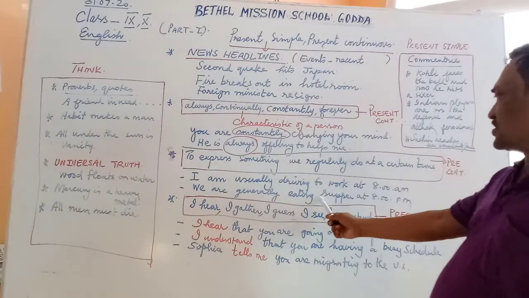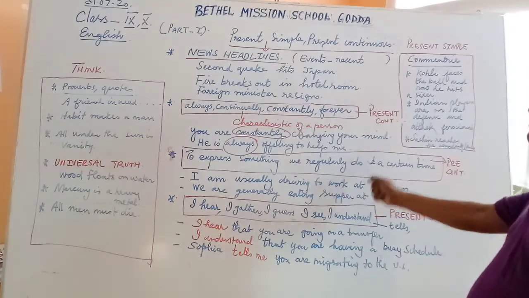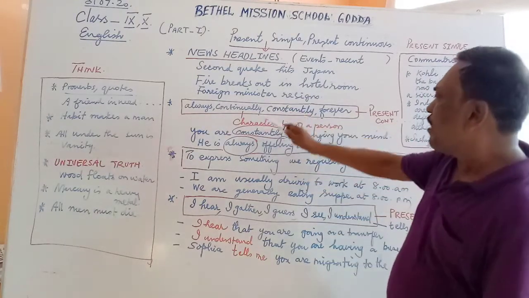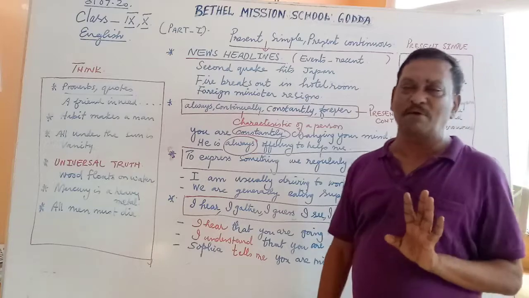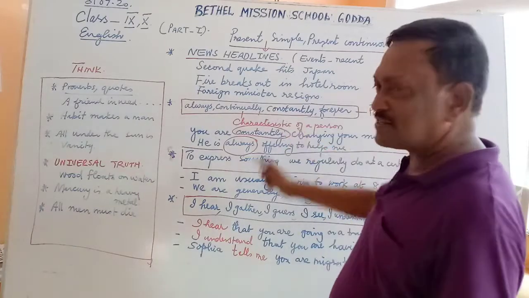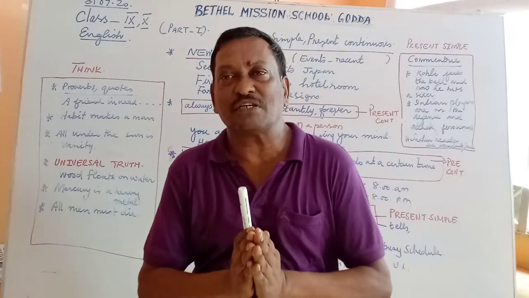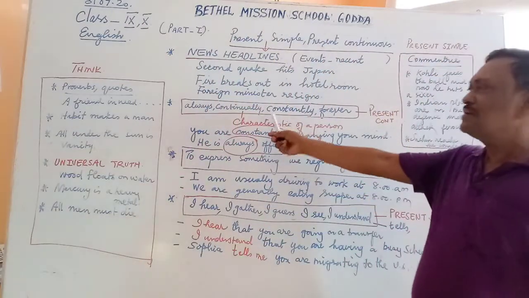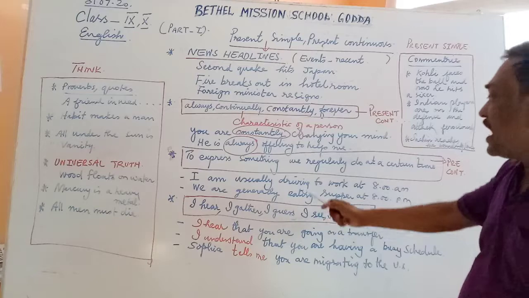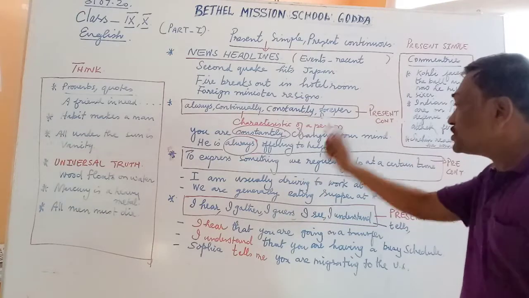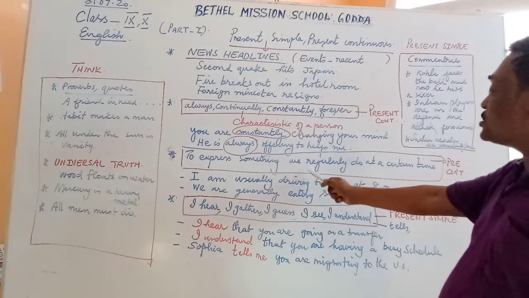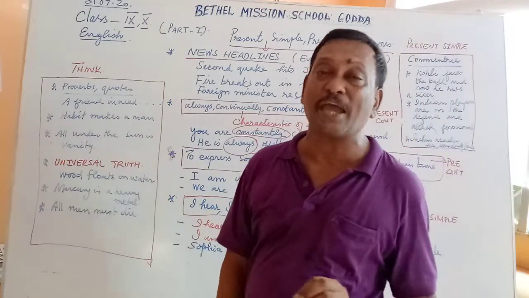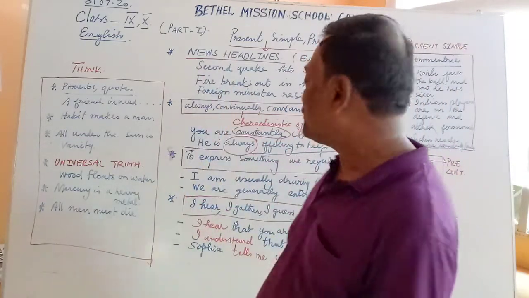Now look at this. To express something we regularly do at a certain point of time. You see, almost these 2 points are similar. One is the character of a person. Something which is characteristic of a person is written in present continuous. And we also use the present continuous to express something we do regularly at a certain point of time. We do regularly at a point of time.